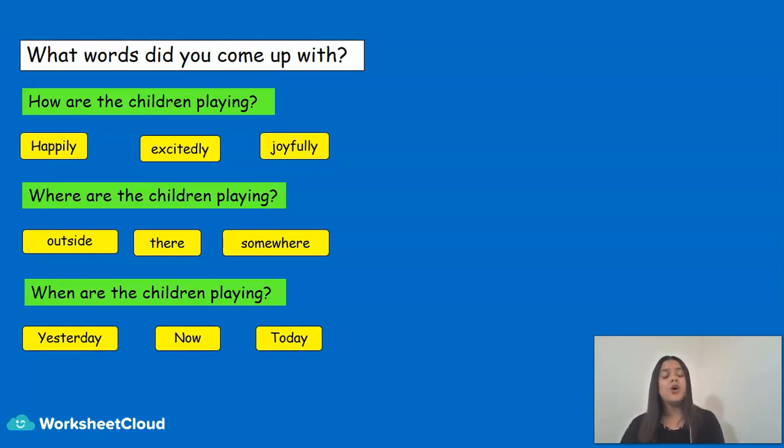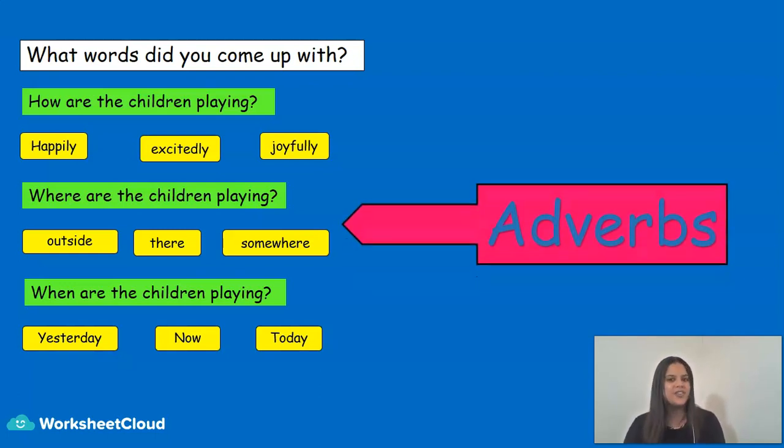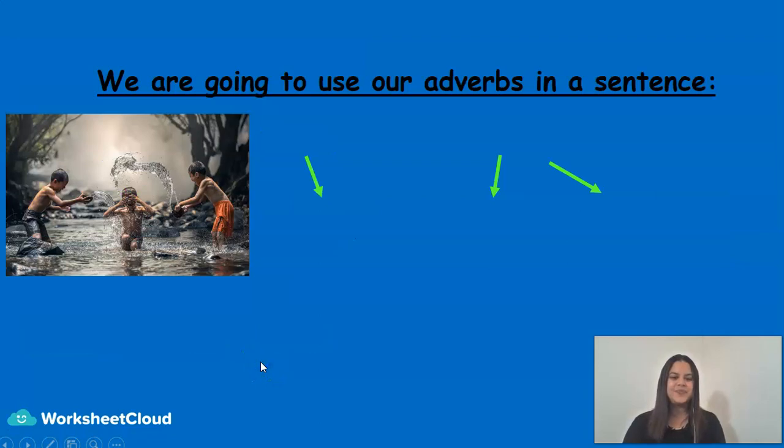So as I've now gotten words to describe the kind of playing the children were doing, I now can tell myself that the words that I've chosen are adverbs. So if you've chosen words like mine, you have done a wonderful job, because you've just written down some adverbs. So we are looking at happily, excitedly, joyfully, outside, there, somewhere, yesterday, now, and today. Well done. So, we are going to use our adverbs in a sentence.